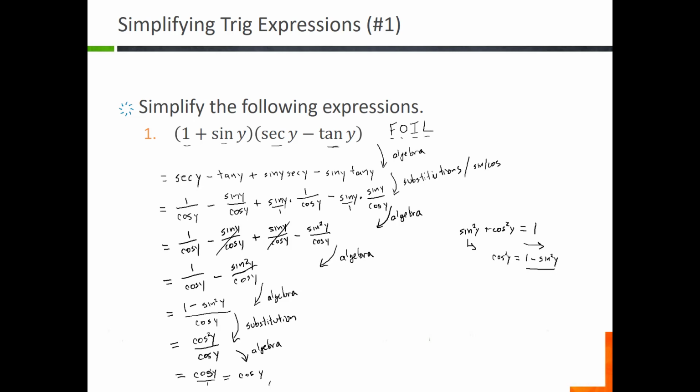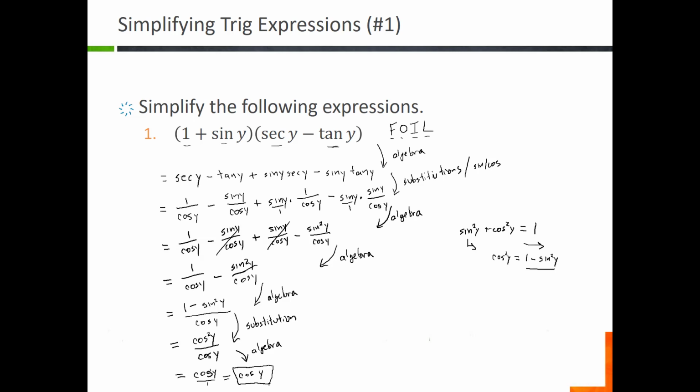Okay, so what we've been able to do is take this more complicated expression, 1 plus sine y quantity times the quantity secant y minus tangent y, and simplify all of that down into a simple expression of cosine of y. So cosine of y is equal to the entire expression we started with. Now again, this is the particular process I followed. You could have followed a different process. Okay, it would have had similar steps, just maybe in a different order.